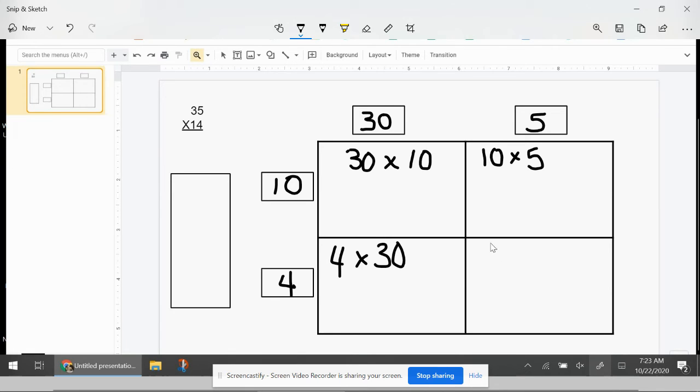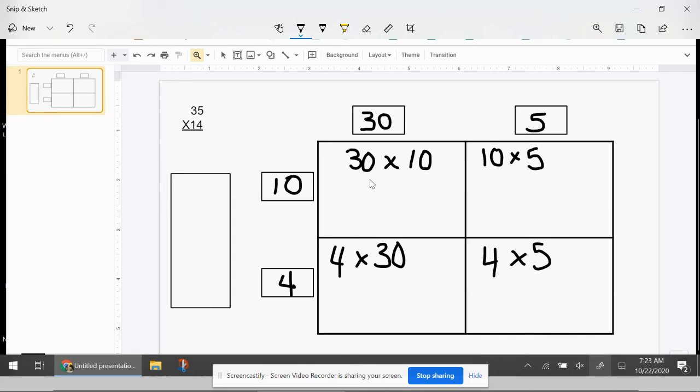And then we need to find out this block too. So this side length is 4, and the top one is 5. And those are our multiplication problems. When we solve those, we're going to get the area of this block, this block, this block, and that block. And then over here in this space is where we're going to add those answers together.